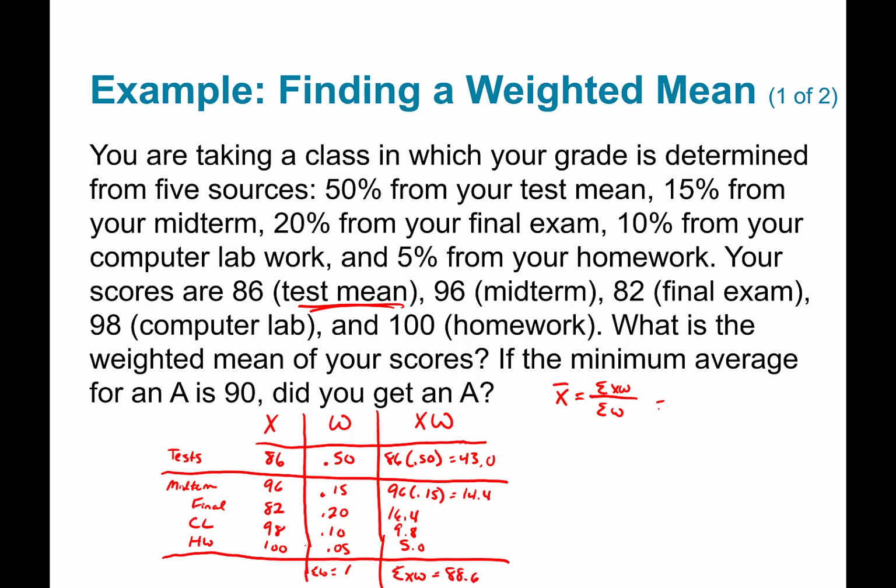Now, plugging these two numbers into our formula, the sum of our data value times our weights is 88.6 divided by 1. And so we get a weighted average of 88.6 in this case. Going back, if the minimum average for an A is a 90, did you get the A? No. You got probably a B in this case.